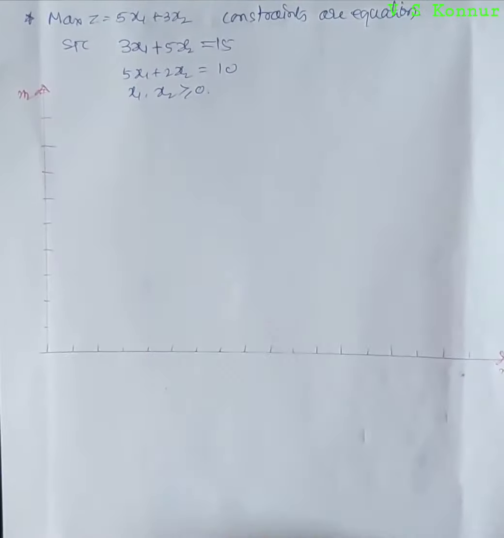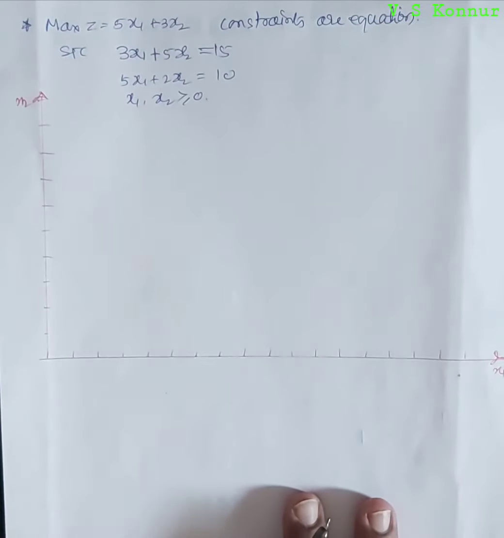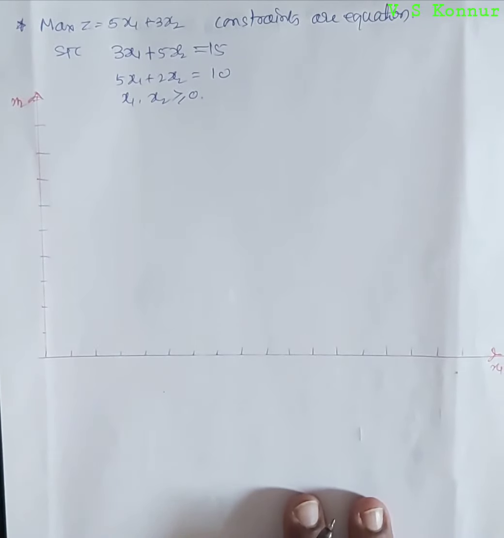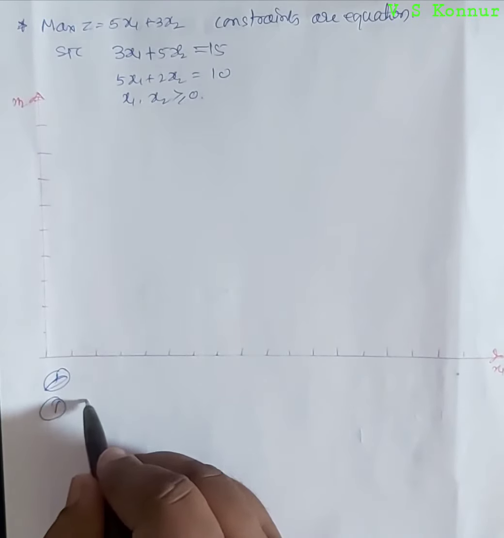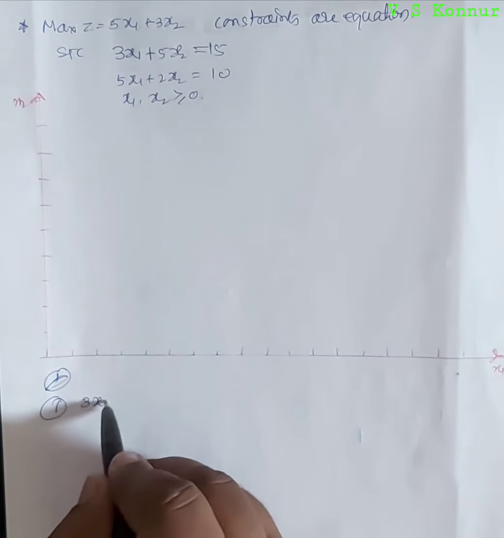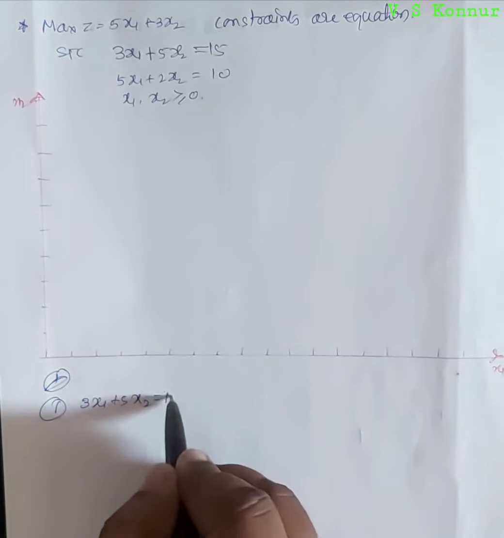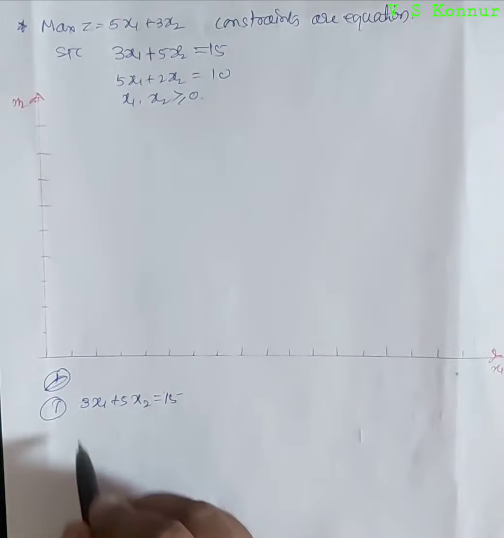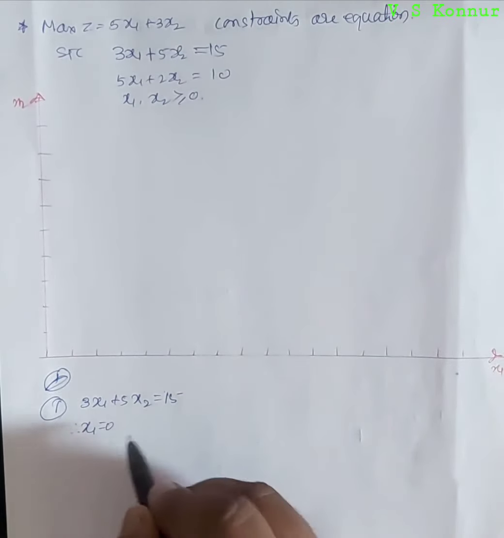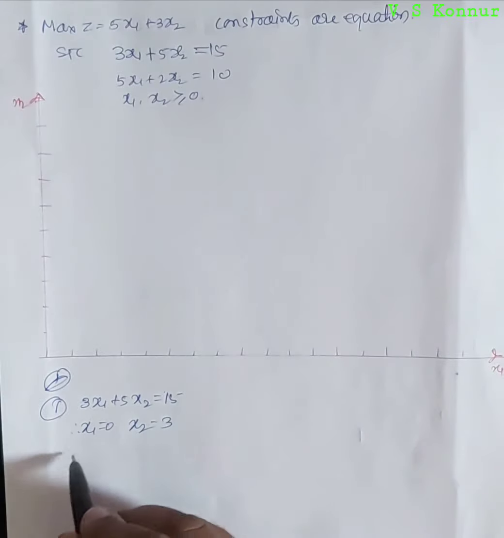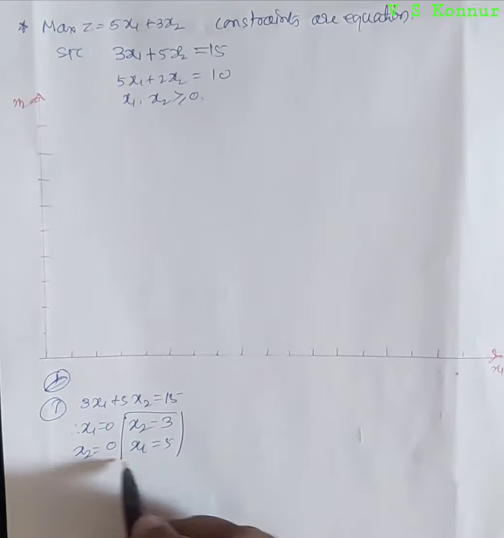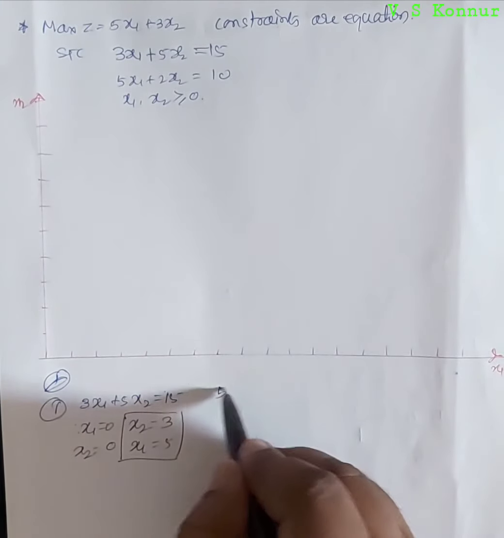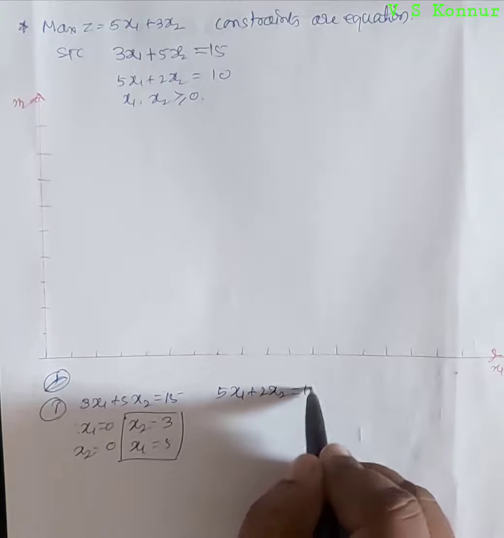Next we'll go for the next type of problem. In the constraints or equations, there is no greater than or equal to or less than or equal to sign. First constraint we will take 3x1 plus 5x2 is equal to 15. Next, put x1 equal to 0, x2 is equal to 3. Put x2 equal to 0, you will get x1 equal to 5. This is first line.